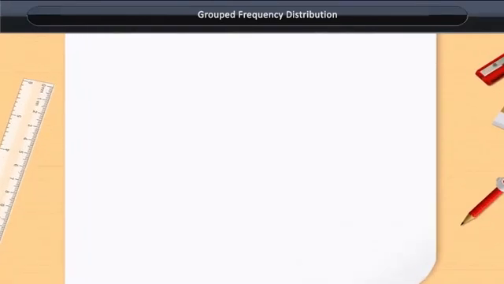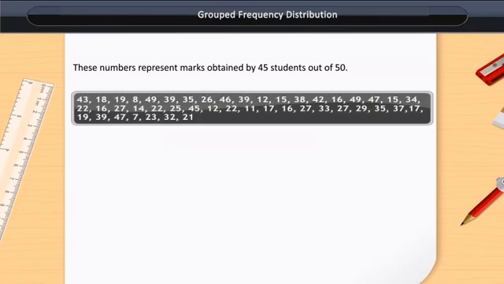Grouped frequency distribution. See this data. These numbers represent marks obtained by 45 students out of 50. This data is unorganized and difficult to understand. The data obtained through this method is called raw data. To draw meaningful estimation from this data, we need to arrange it in order.